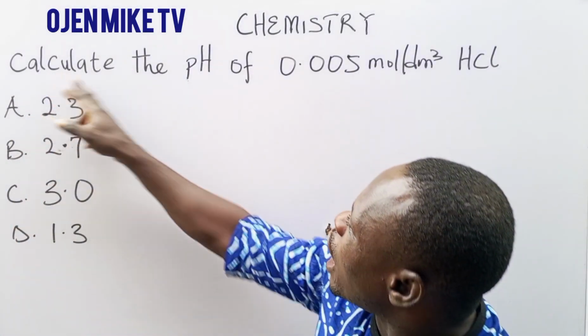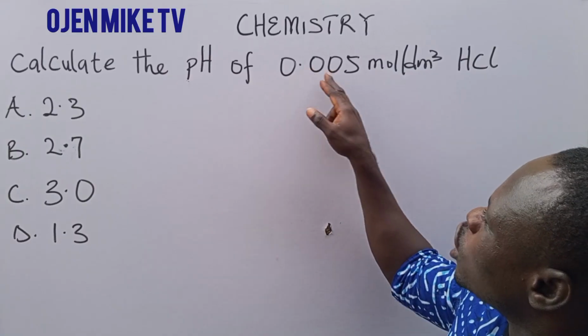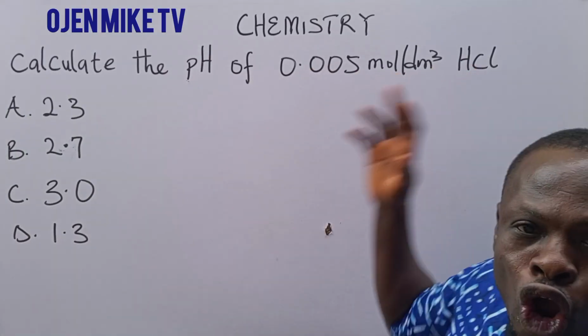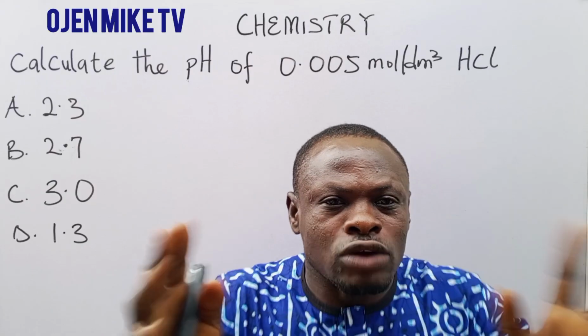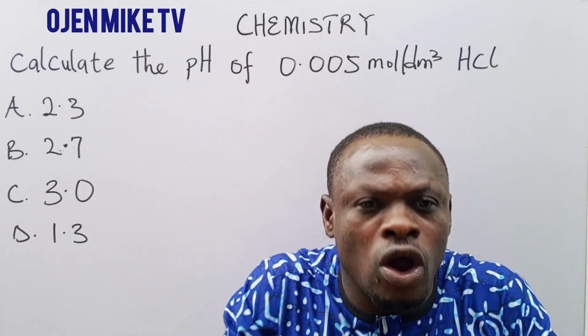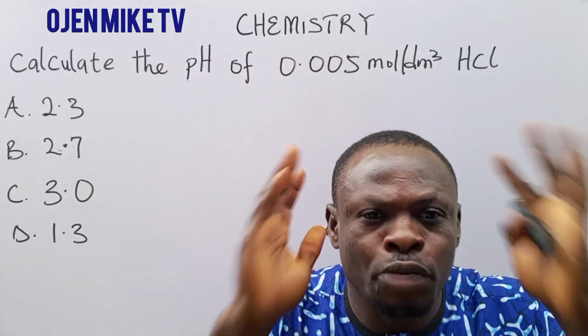The question says, calculate the pH of 0.005 moles per dm cubed of HCl. I'm going to give you a simple trick to calculate pH without using a calculator, without using a 4-figure table. It's simple, the trick.